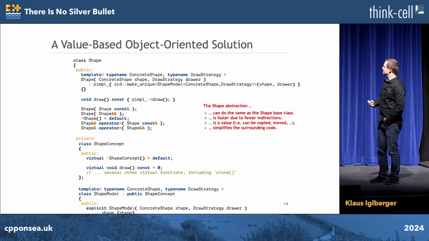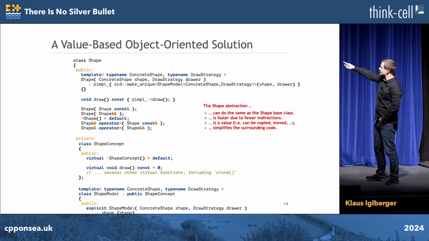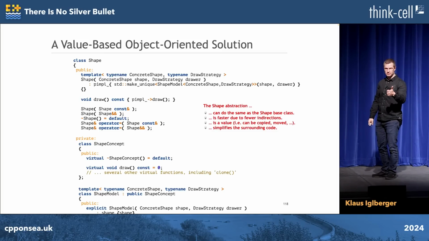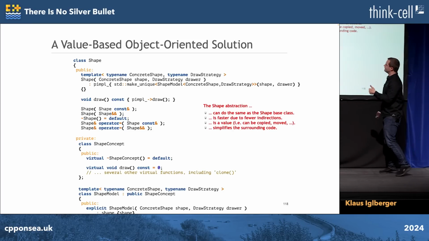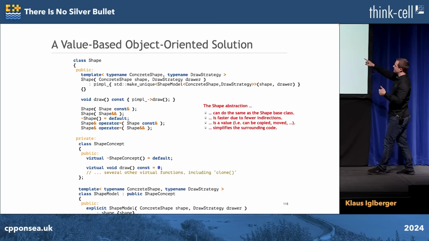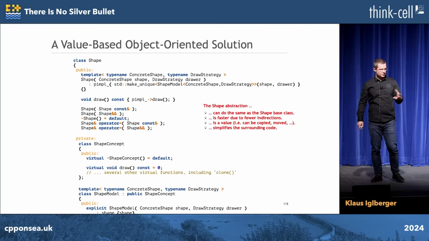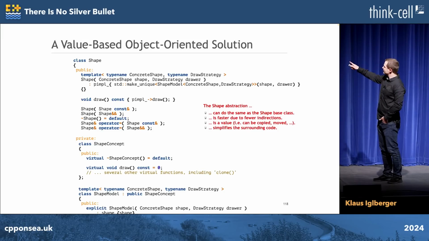All right, so what you're seeing here, this shape abstraction can pretty much do exactly what we were able to do in the beginning. So this is pretty much what the shape base class could do. However, it's faster, since there's not two, but only one indirection, a single virtual function to draw. Then this is a value. This can be copied, this can be moved, and so it will feel much, much simpler. And it simplifies the surrounding code, as we'll see in a bit.